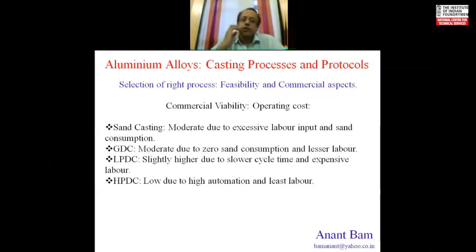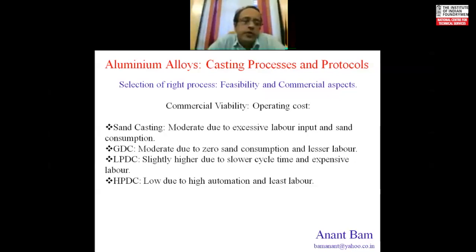For gravity die casting, the operating cost is moderate because sand consumption is minimum except that for core. And the labor cost is also reduced due to mechanized operation of the mold. For LPDC, it is slightly higher because the cycle time, although comparable to gravity die casting, is always slightly higher because the bottom of the die is placed on the hot furnace and thereby solidification is delayed. Also, to operate this sophisticated machine, you need skilled operators and hence the labor cost is expensive.